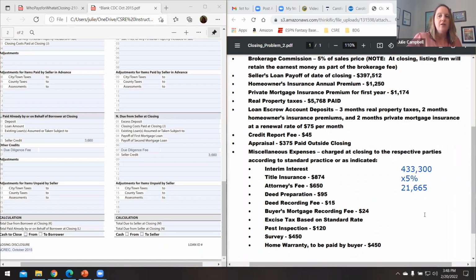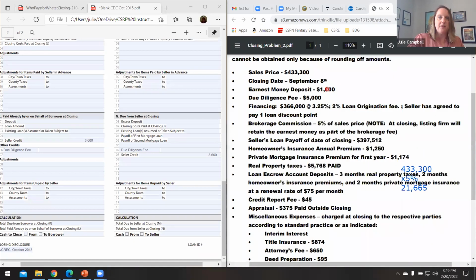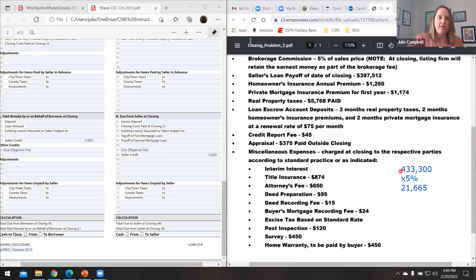How much is total commission? $21,665 of the sales price. The earnest money deposit, come back up. The earnest money is $1,000. So if your total commission is $21,665, what's the amount of the check you're going to pick up from the attorney's office once it records? You're going to pick up a check for $20,665. Your commission less the earnest money.